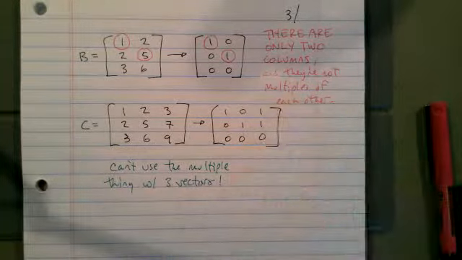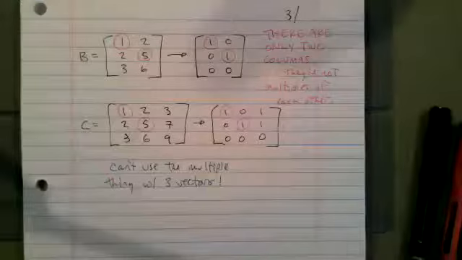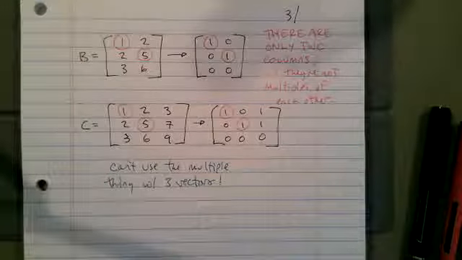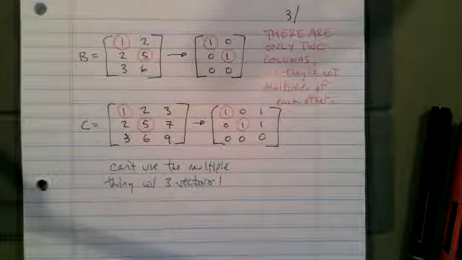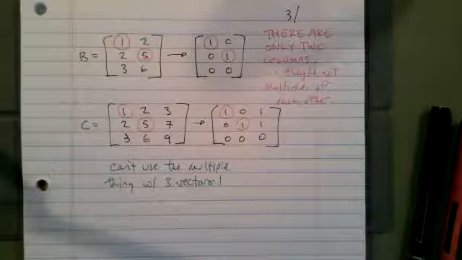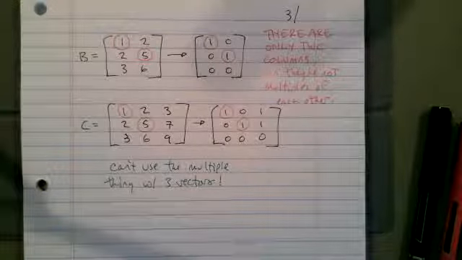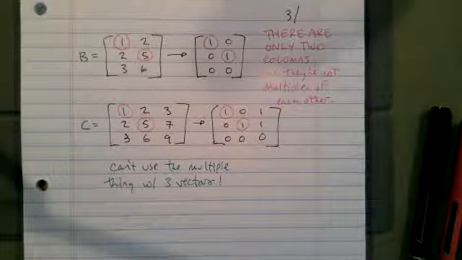And so we can see pivots. We can't use the multiple thing with 3 vectors. That's one of the things I want to make sure that we point out. If you're saying that one vector is not a multiple of the others, you also have to point out that there are only 2 vectors in play. Any questions?